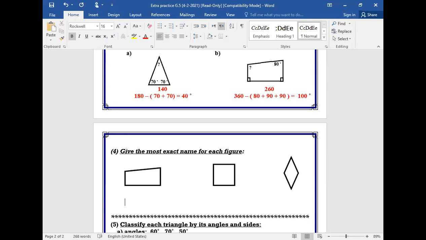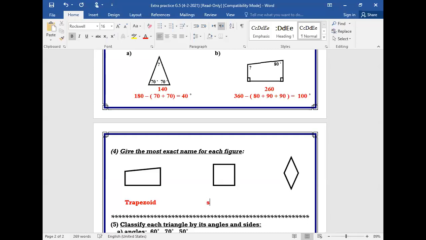Also not a parallelogram. What is the name of this figure? Trapezoid, because it has only one pair of parallel lines. This one and this one, the vertical lines, are parallel. It doesn't have any equal sides. The second, what is the name of this figure?